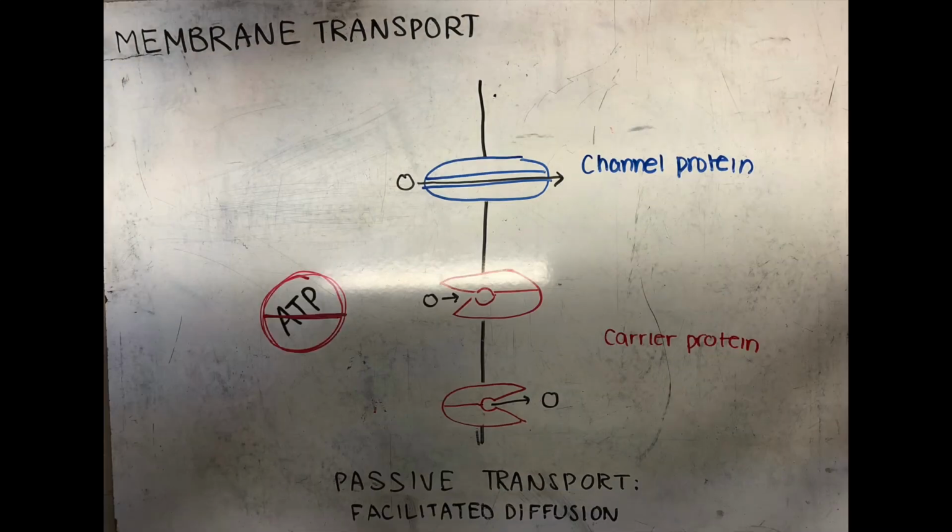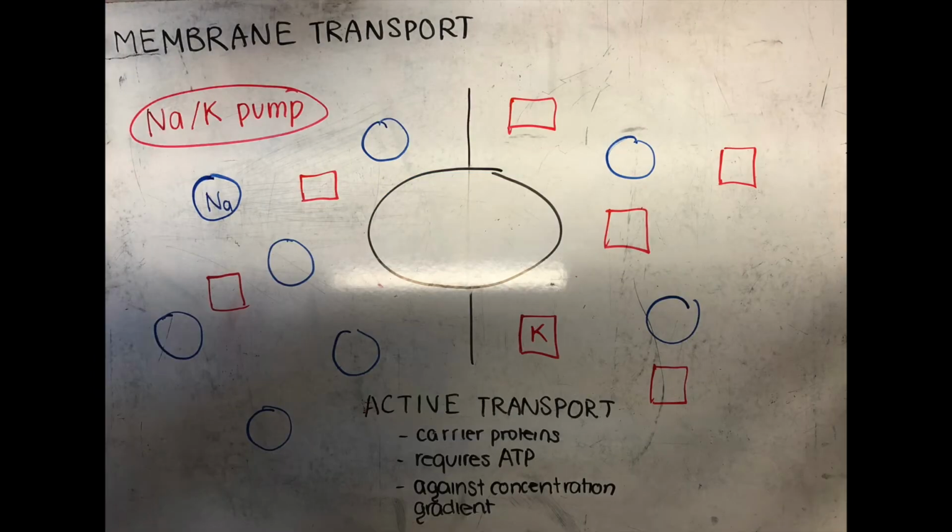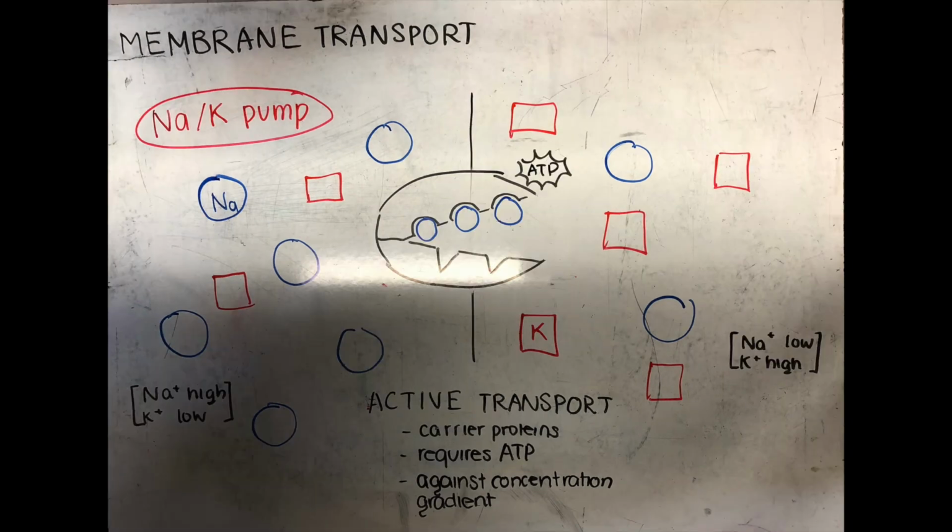Facilitated diffusion is the diffusion of small polar molecules and ions with the help of transport proteins down their gradients, which requires no energy. Active transport, on the other hand, requires energy in the form of ATP. Active transport is the transport of molecules facilitated by a carrier protein against the concentration gradient, like the sodium-potassium pump.